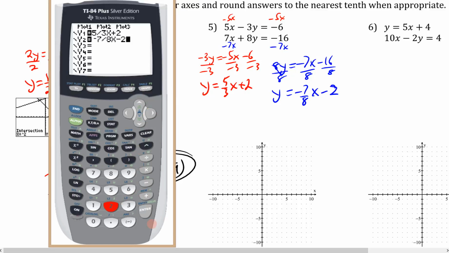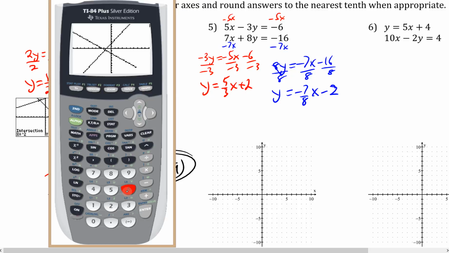And we are going to hit zoom 6, just as the standard window. We could have just hit graph. Let's see what happens here. And it looks pretty good. Now this does not look like a very nice point, but let's check and see. We're going to hit second, calculate. We're going to hit the 5. Enter, enter, enter. And ooh, that's kind of ugly.